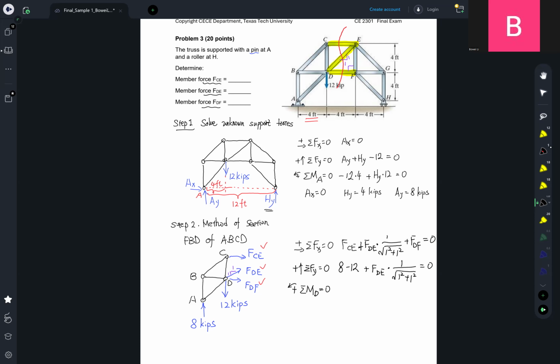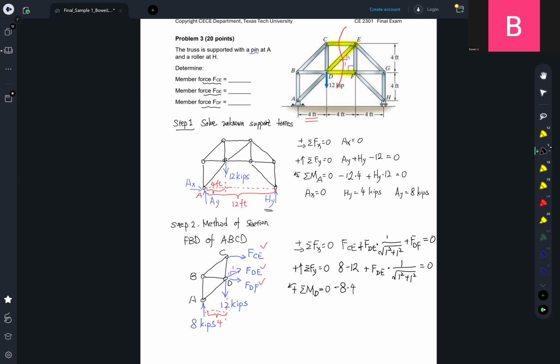Okay, so what will contribute to the summation of moment about D? First, the support force at A. It is 8 times the distance between its line of action and D, which equals 4, so 8 times 4. Positive or negative here? Since it is trying to rotate clockwise, it is negative.